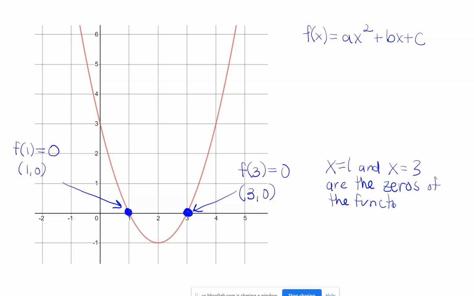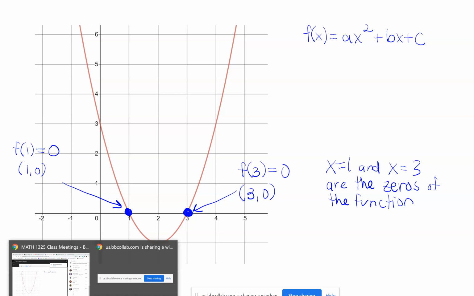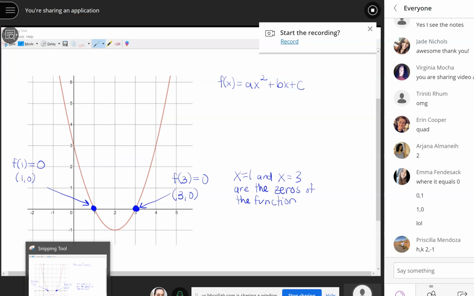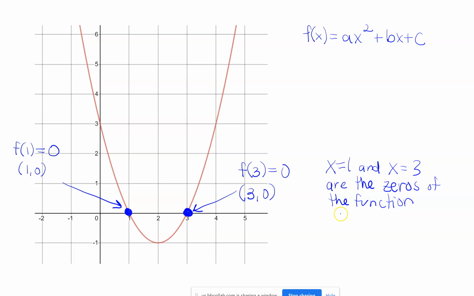And they're also called what? Instead of zeros, what's another name that we can call those? What kind of intercept? Yeah, the x-intercepts, right? So these are also called your x-intercepts. So x-intercepts are important. Patrick pointed out another important point. So let me mark it on here. This point right here. So 2 comma negative 1.